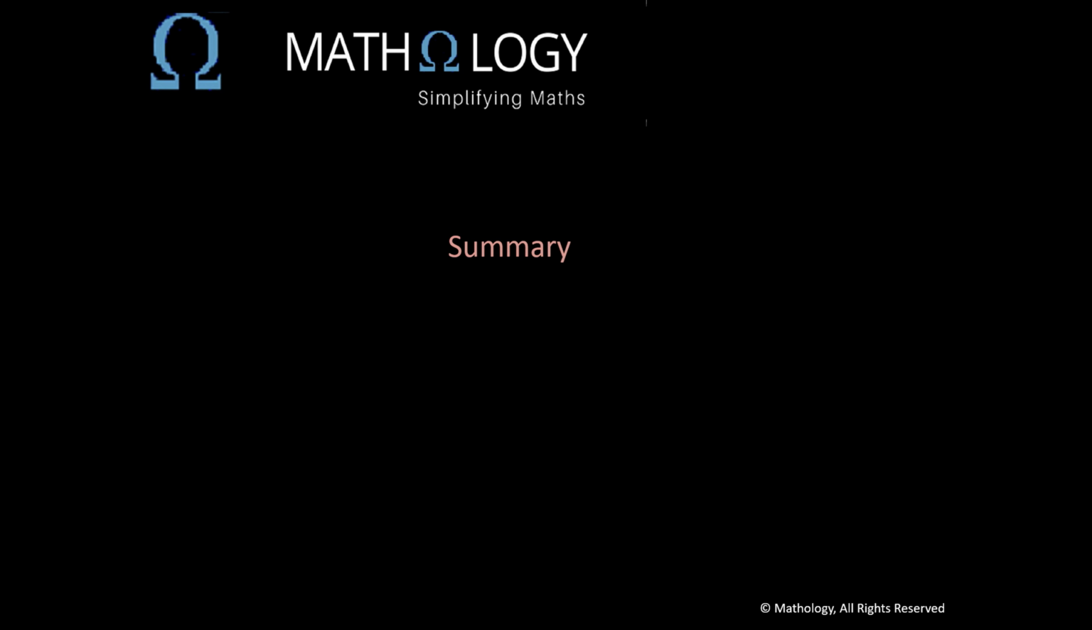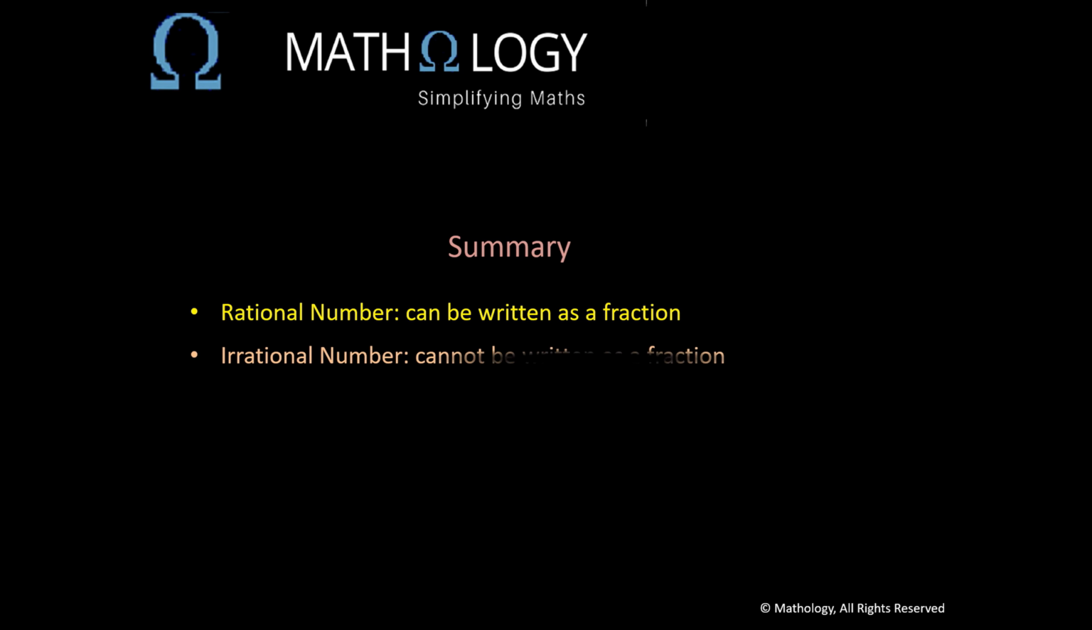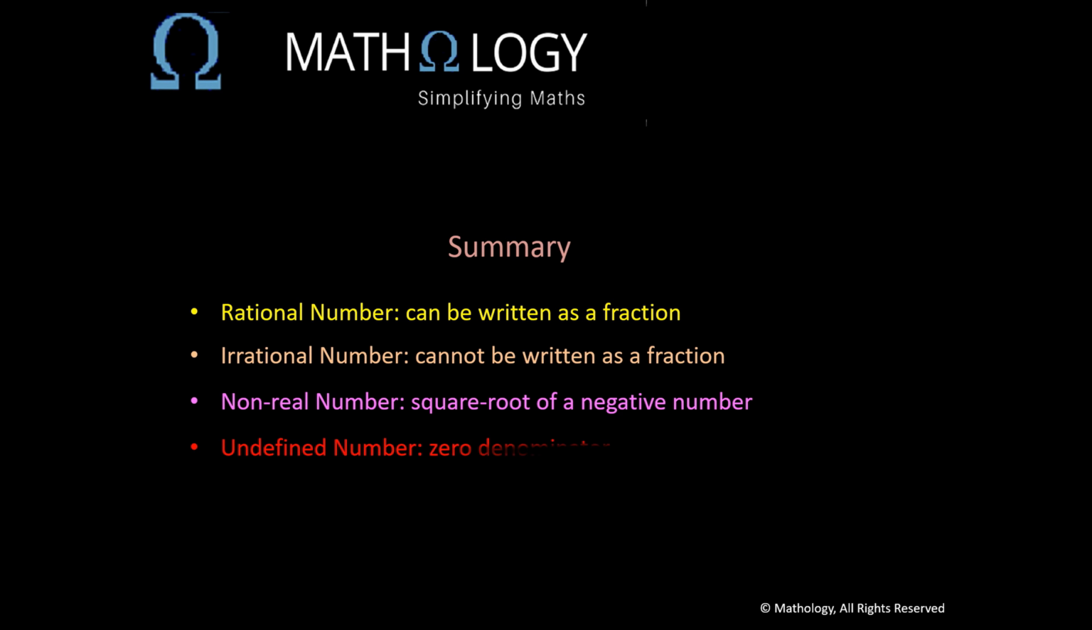To summarize, a rational number is any real number that can be written as a fraction. An irrational number is any real number that cannot be written as a fraction. A non-real number is any number that does not have a value in the real number system, for example, the square root of a negative number. And an undefined number is any number that contains a zero denominator.